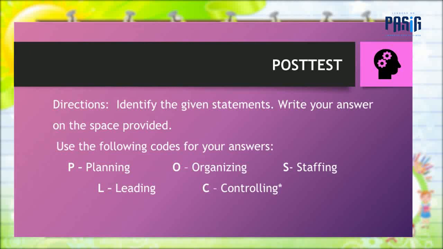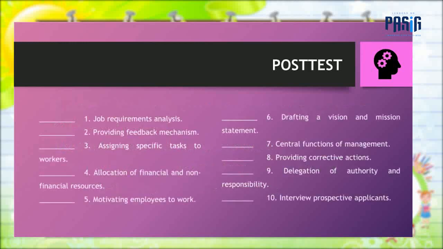For our post-test directions, identify the given statements. Write your answer on the space provided. Use the following codes for your answers: P, planning; O, organizing; S, staffing; L, leading; C, controlling. 1. Job requirements analysis. 2. Providing feedback mechanism. 3. Assigning specific tasks to workers. 4. Allocation of financial and non-financial resources. 5. Motivating employees to work.